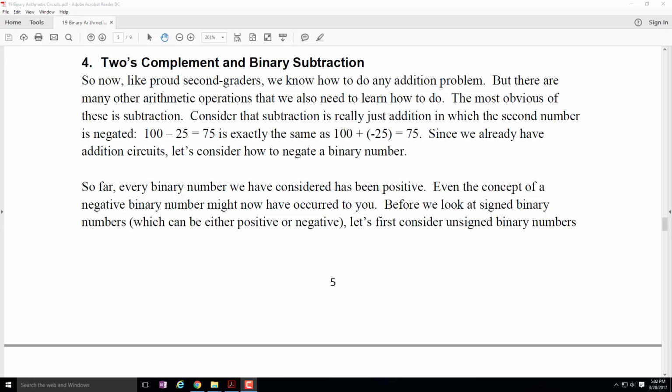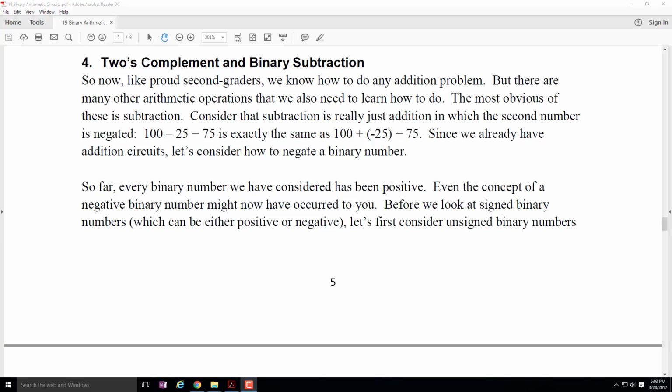Now that we understand how to do addition, we've made some significant progress. And if the title of this lesson were binary addition circuits, we'd be done. But it's called binary arithmetic circuits. So we need to do more than just addition. We need to do subtraction and then, to a lesser extent, multiplication and division.